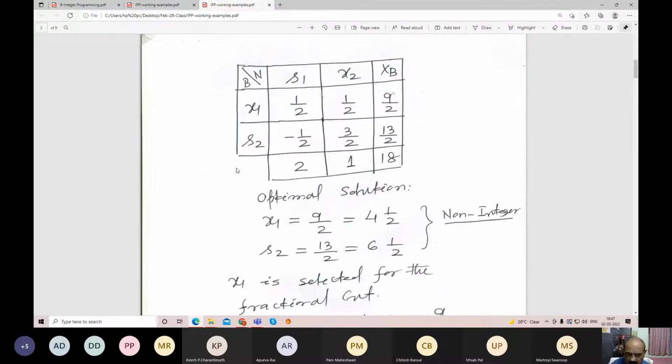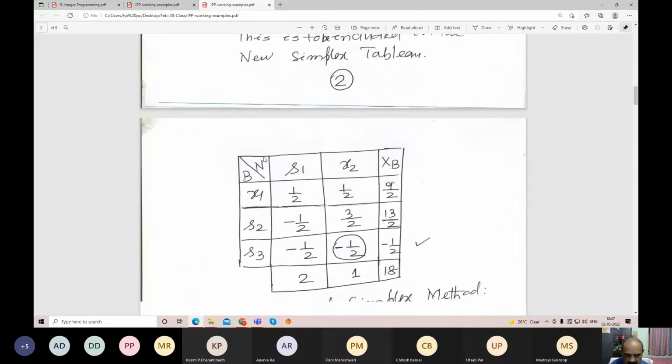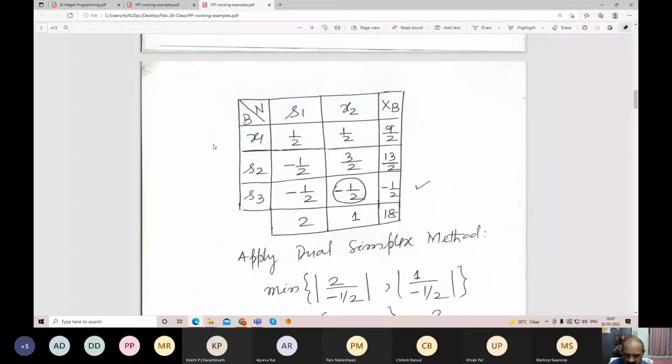Here, how to include? We have to include one more slack variable, so we have to make some space for another basic variable, the s3, in this manner. You can see here, first row there is no change, second row no change, third row: we have put the s3, minus half x1 minus half x2, that is equal to minus half.